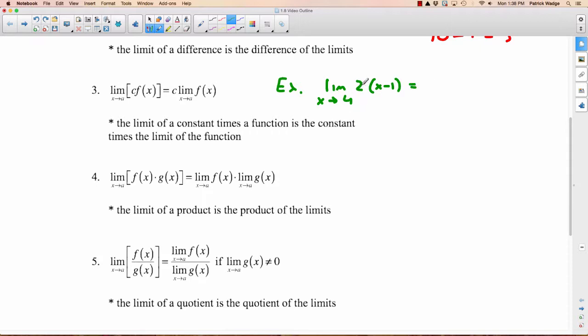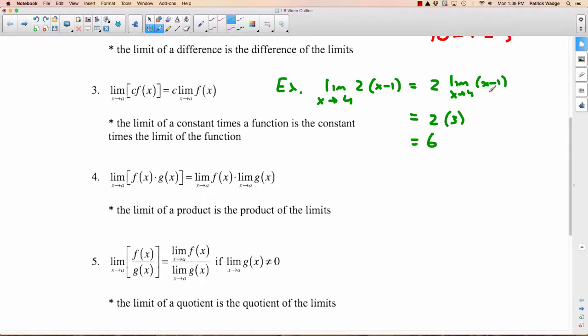We have a constant, which is 2, and we have a function, which is x minus 1. And what this property says we can do is actually just move the 2 out front and then take the limit of x minus 1 as x approaches 4. That's very useful. 2 is just 2. We'll just keep it there. Now what we're going to do is evaluate this limit. The limit of x minus 1 as x approaches 4, well, you just substitute the 4 in there and you end up getting 3. 4 minus 1 is 3, and then 2 times 3 is 6.